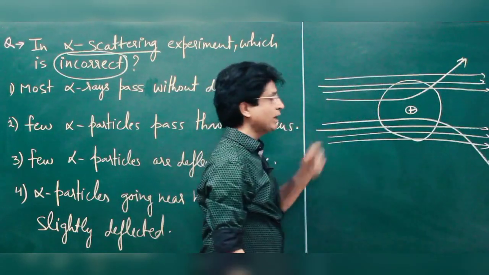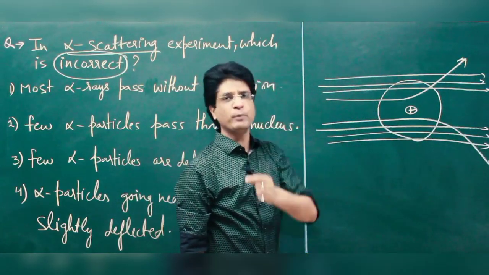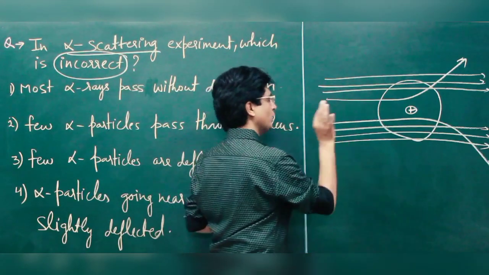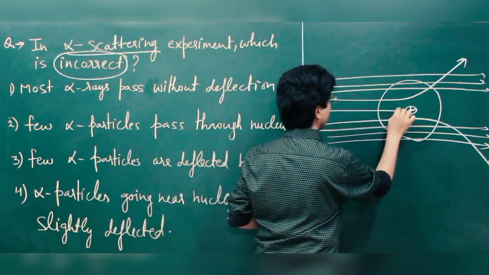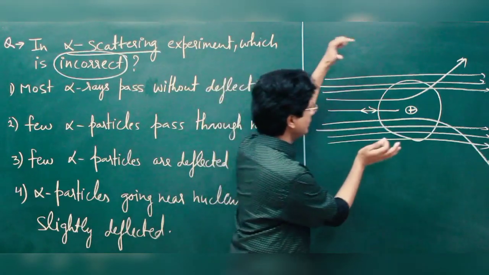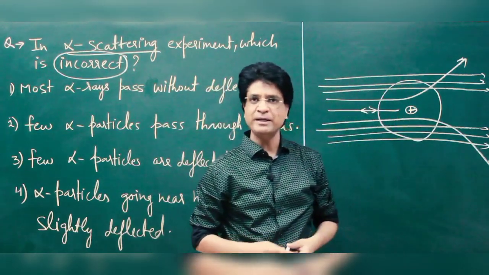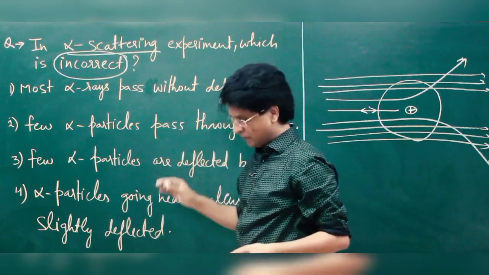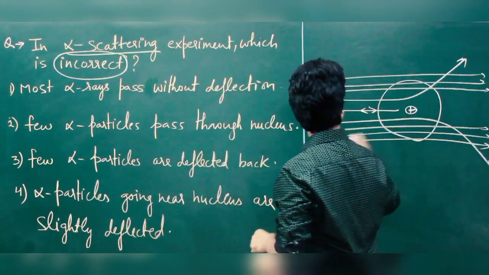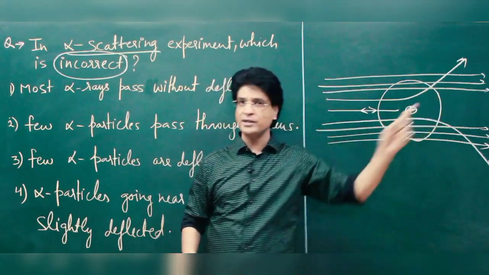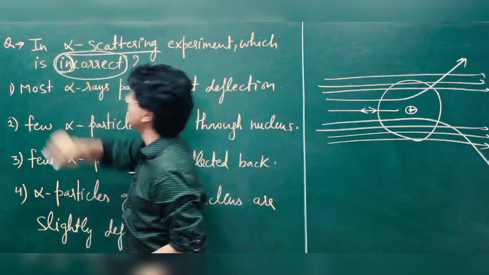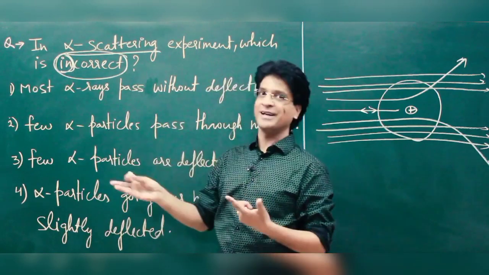And 1 in 10,000 or 1 in 20,000, in different books this data is given differently. That is not important. What is important is that only very few alpha rays were deflected back. Okay, so now we know this is the alpha scattering experiment. Now let us solve the question. First option, most alpha rays pass without deflection. Yes, most rays you can see are passing without deflection. So this is correct, but this is not the answer. They are asking for incorrect, so I should be focusing on the incorrect part.